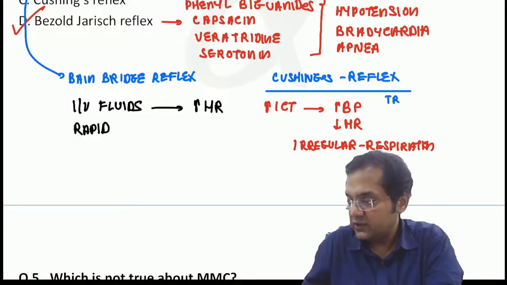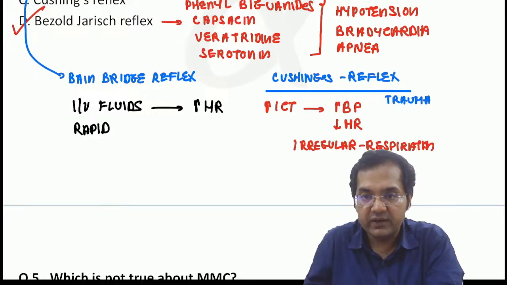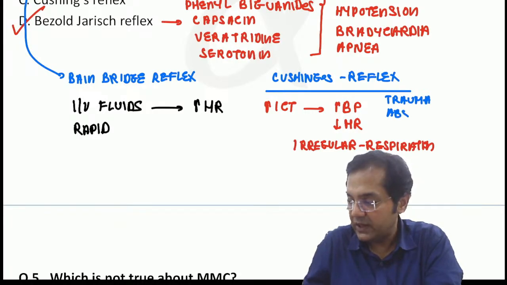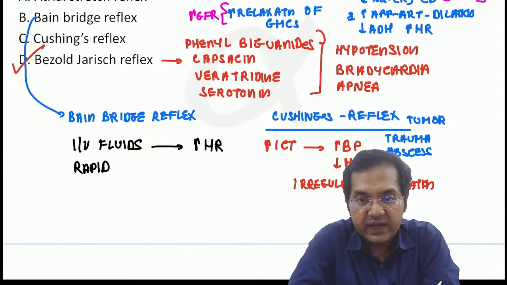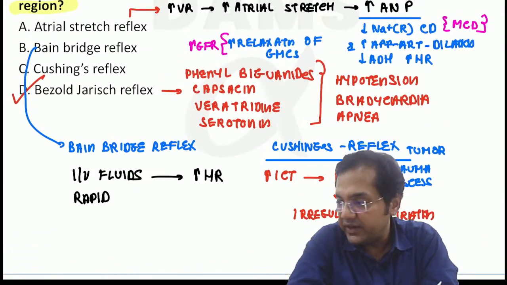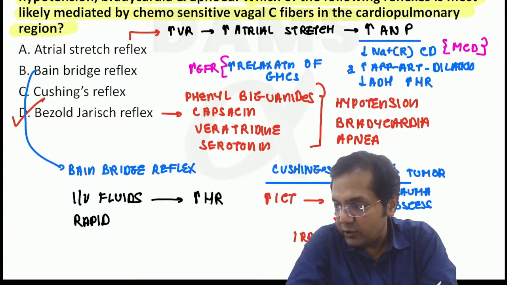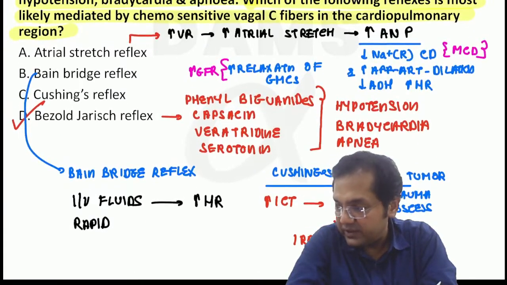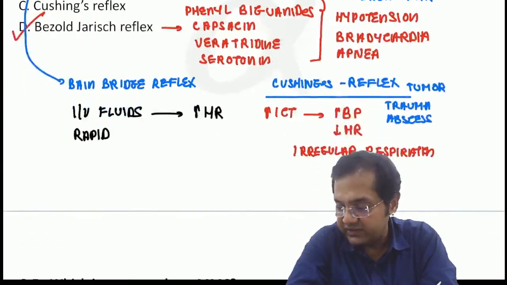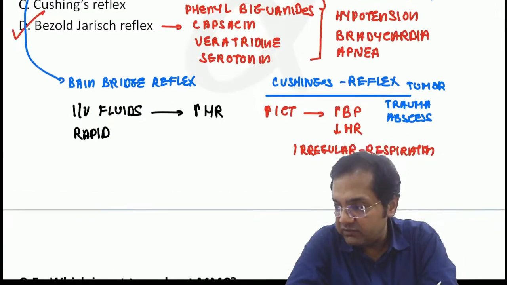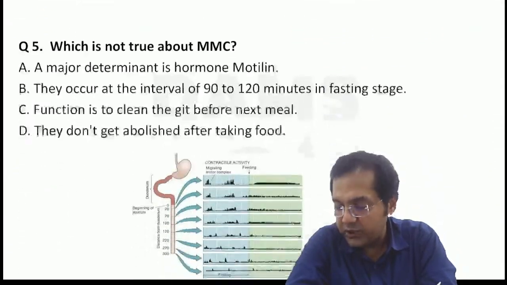Absolutely correct. I don't think I need to write that. Everyone knows. Trauma, abscess, tumor. Very good. So please look at this carefully once more. Hypertension with bradycardia, Cushing. Increase in heart rate, Bainbridge. Bezold-Jarisch, both blood pressure and heart rate reduce due to huge increase in vagal discharge. That's right. Please revise these. Very, very important.